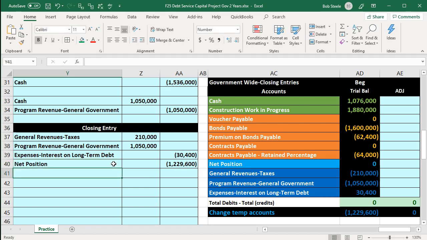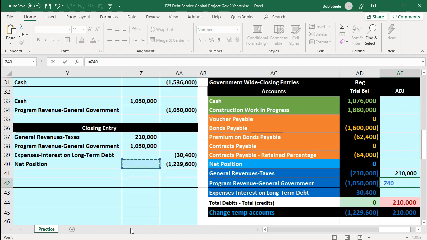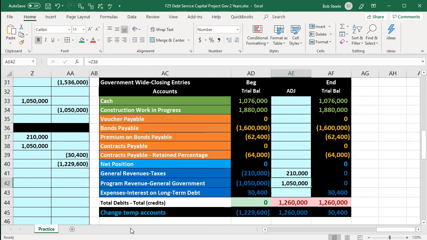So there we have that. There is our transaction. Let's record this and see what happens. So here's going to be the debit. So we're going to go to the general revenues, taxes, and this is going to be equal to the 210, making it go to 0. Next, we'll post this one. So we'll scroll down. That's going to be right below in AE 42 equals. We'll post that debit, making it go to 0.